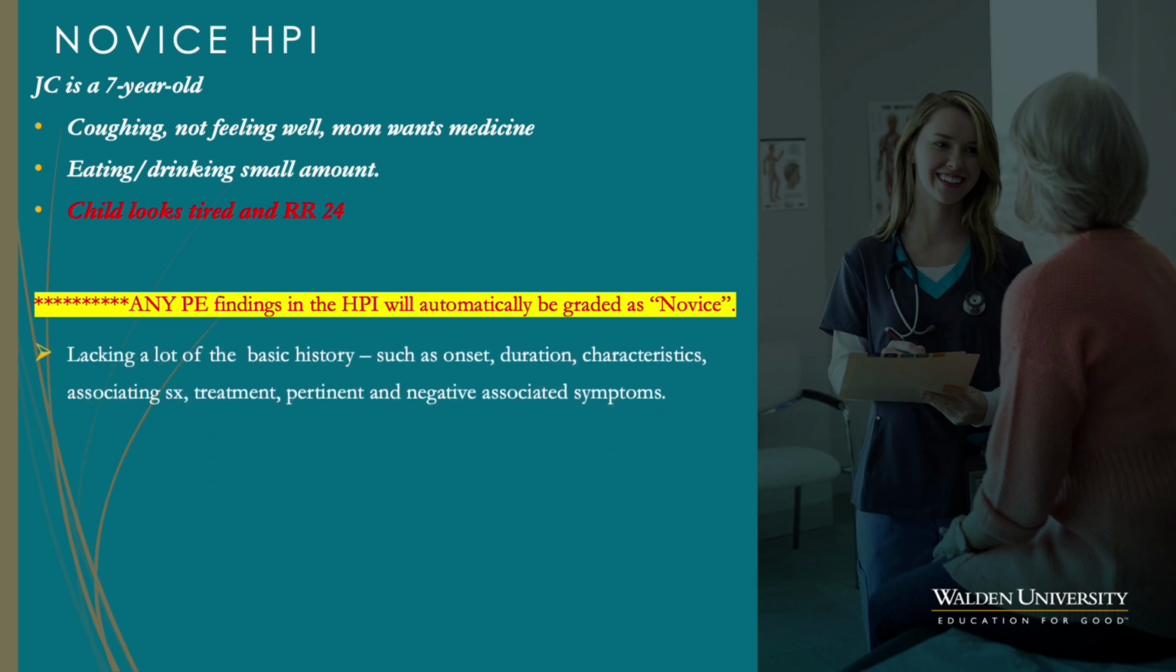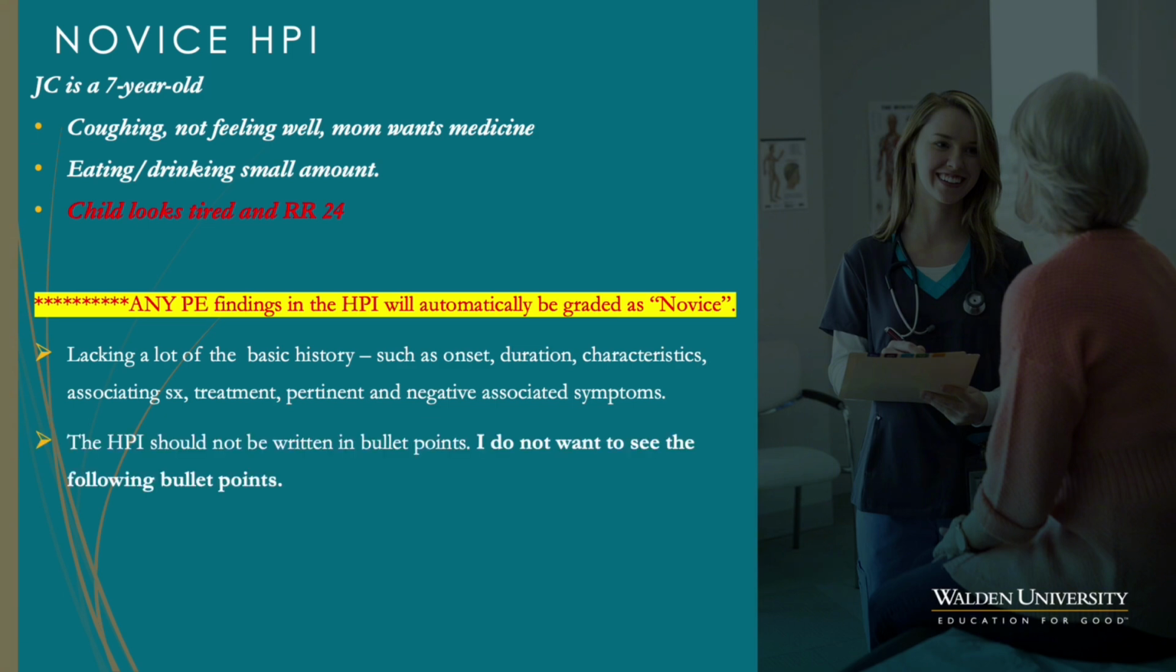Second, this HPI is lacking a lot of basic history, such as the onset, duration, characteristics, and associating symptoms. Remember, integrate the OLD CARTS or LOCATES into your paragraph, and any pertinent negative associated symptoms. Include the risk factors. The HPI should not be written in bullet points. I do not want to see bullet points. Remember two slides before, I talked about what we should not be seeing in an HPI.